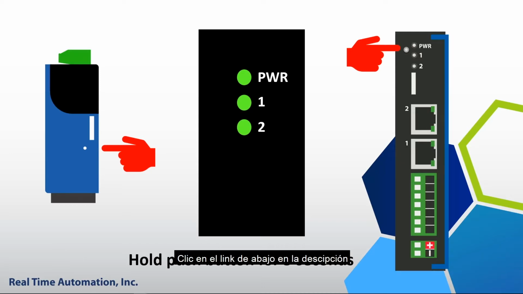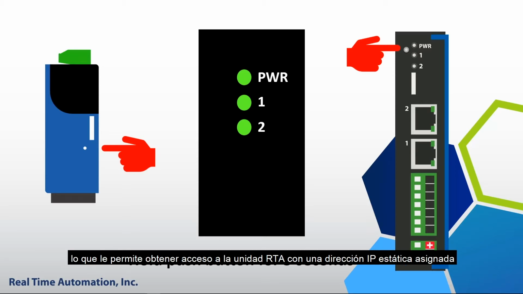Click on the link in the description below to watch the video accessing RTA unit to follow the setup on changing your PC to auto IP, allowing you to gain access to the RTA unit and assigning static IP address.